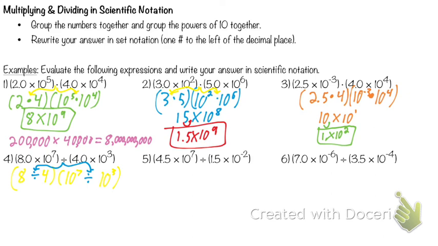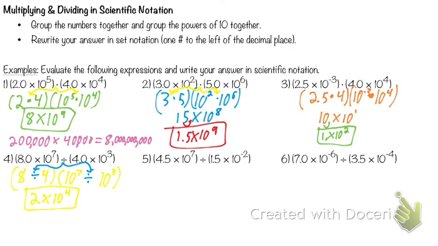So what is 8 divided by 4? 2. 10 to the 7th divided by 10 to the 3rd. What did you want to divide with the same base? Subtract the exponents. What's 7 minus 3? 10 to the 4th. But the parentheses are still multiplying between them. So it's still 2 times 10 to the 4th. And that is in scientific notation.